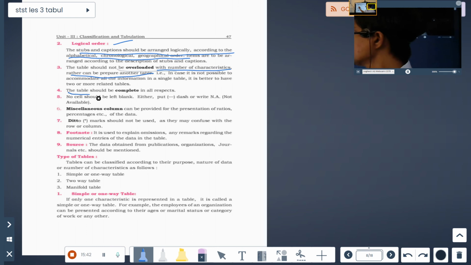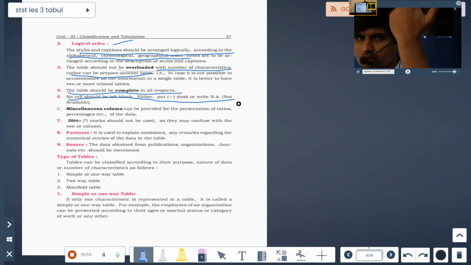The table should be complete in all respects. Means don't leave it incomplete. If, for example, employed is given, definitely there will be unemployed. So don't cut off the employed or unemployed column. Complete it. No cells should be left blank; either put a dash or write not available. This is where you are filling some data. Otherwise, in general, they'll ask you for blank tables. They'll just tell you to prepare a blank table, so you have to prepare a blank table.